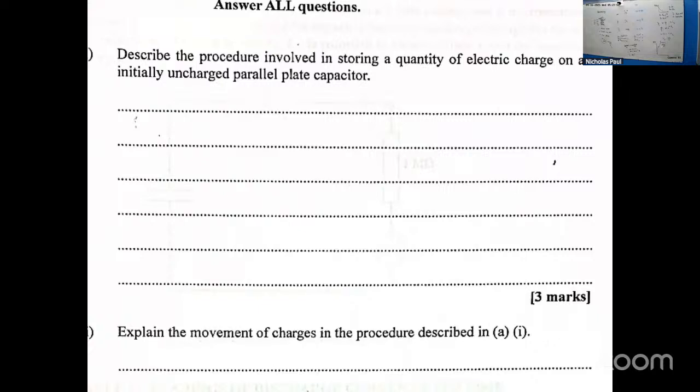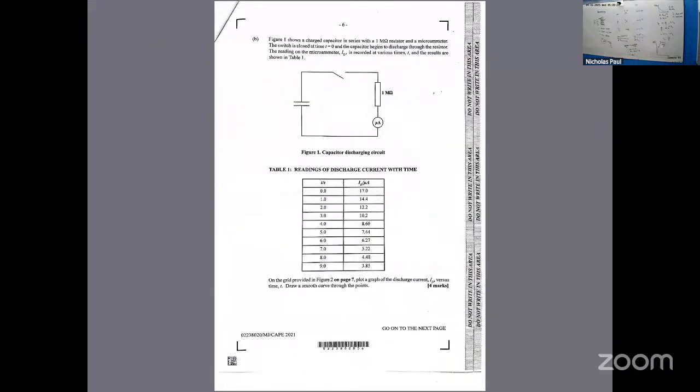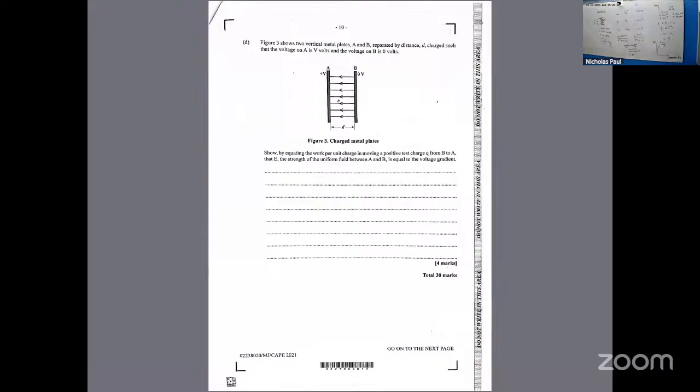Right, so the first thing you'll do is draw back the circuit. You have to draw it, it'll be an easy way to explain. We need a graph for this one.